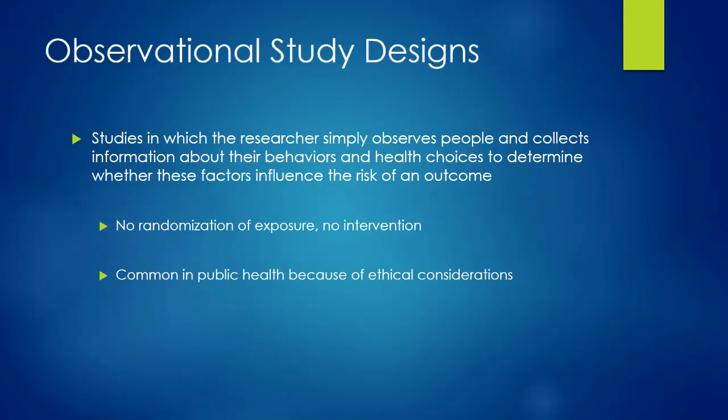We use these pretty frequently in public health, largely because of ethical considerations. So there are lots of risk factors we want to explore that we have reason to believe would be associated with negative health outcomes. So it wouldn't be ethical to randomize people to, for example, smoking or to living in poor quality housing. So instead, we just use observational data and see what happens to people who choose to engage in those behaviors or who live in certain conditions.